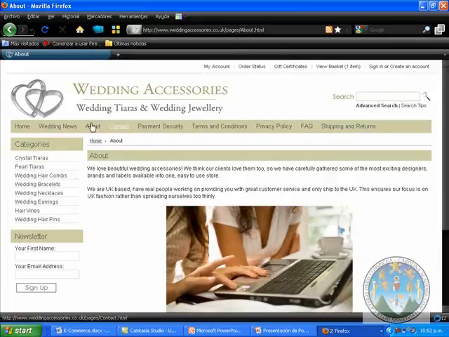Here, where could we find an example of a sitemap? Well, here in the categories, of course. You can find tiaras, pearl tiaras, crystal tiaras, wedding hair combs, wedding bracelets, wedding necklaces, wedding earrings, hair vines, wedding hairpins. So here in the links is all the classification that the customer may need to find a certain item that he may be needing.